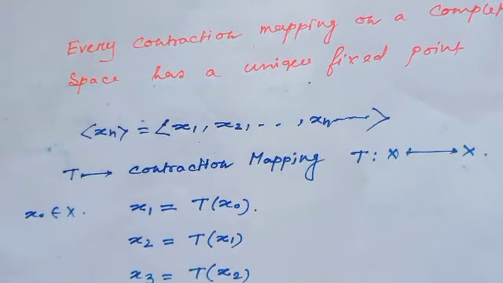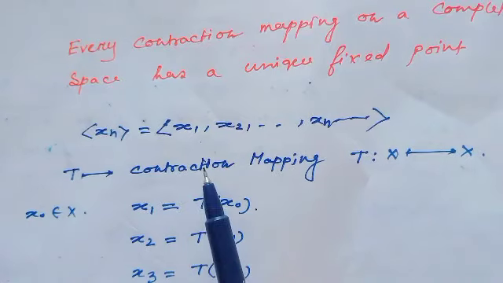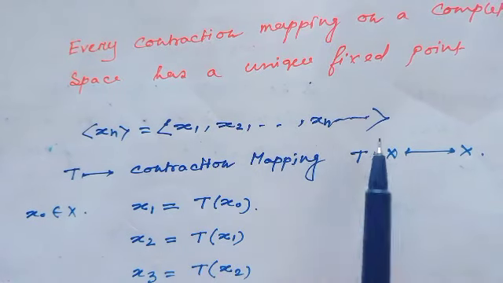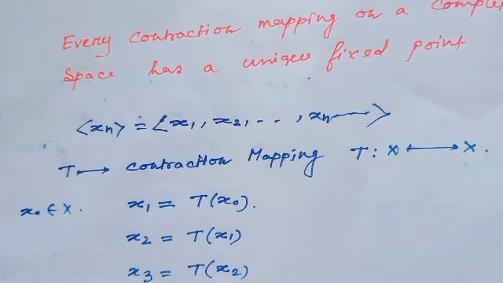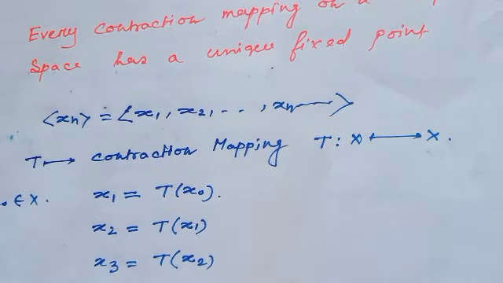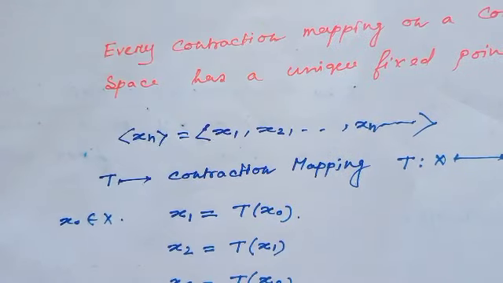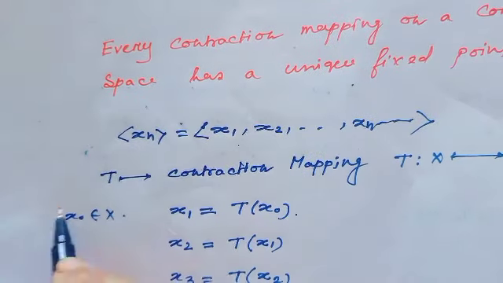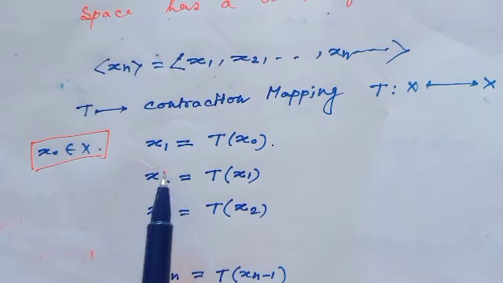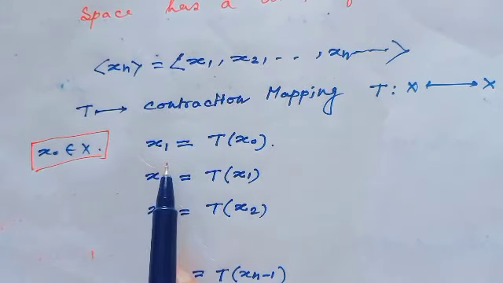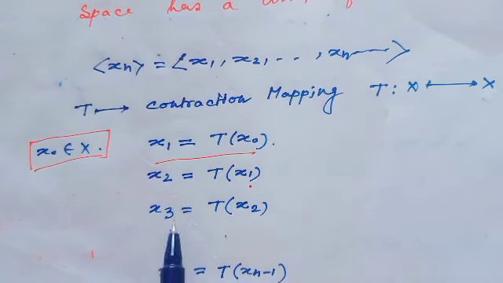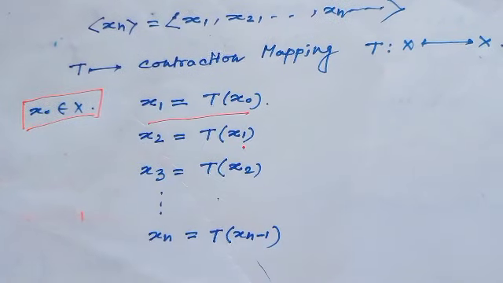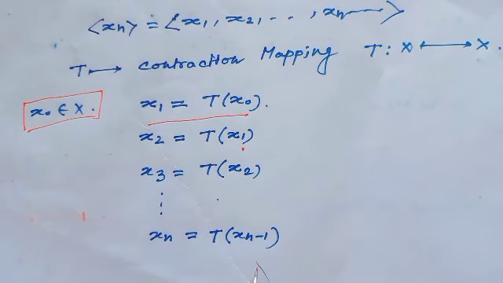For this, consider a sequence xn equal to x1, x2 up to xn, and let T be a contraction mapping T from X to X, and consider one arbitrary point x0 in the metric space X such that x1 equal to Tx0, x2 equal to Tx1, x3 equal to Tx2, and xn equal to T x(n minus 1).